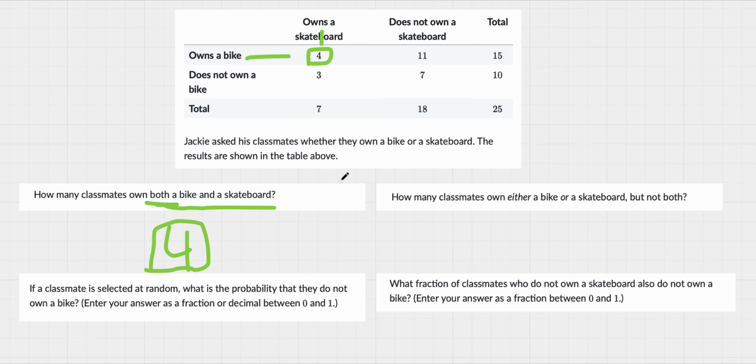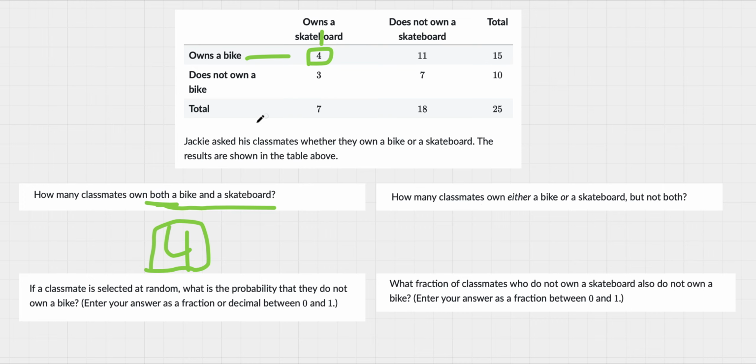Let's move on to the next question. How many classmates own either a bike or a skateboard, but not both? You must be wondering, why is this such a tough question to understand? Well, if I simplify it for you, you'll be like, pretty easy now. Okay, so the question's asking, how many students have either a bike, meaning only a bike, but do not own a skateboard? And vice versa, how many students own a skateboard but not a bike?